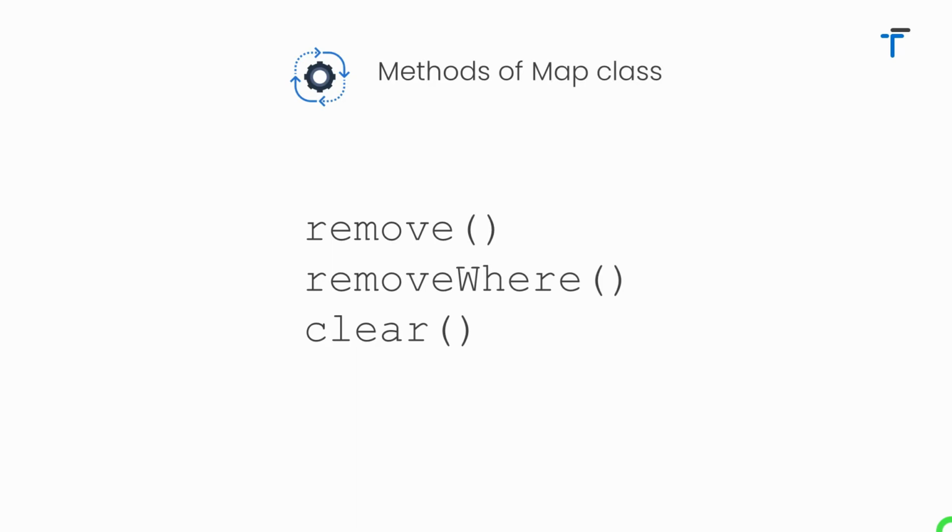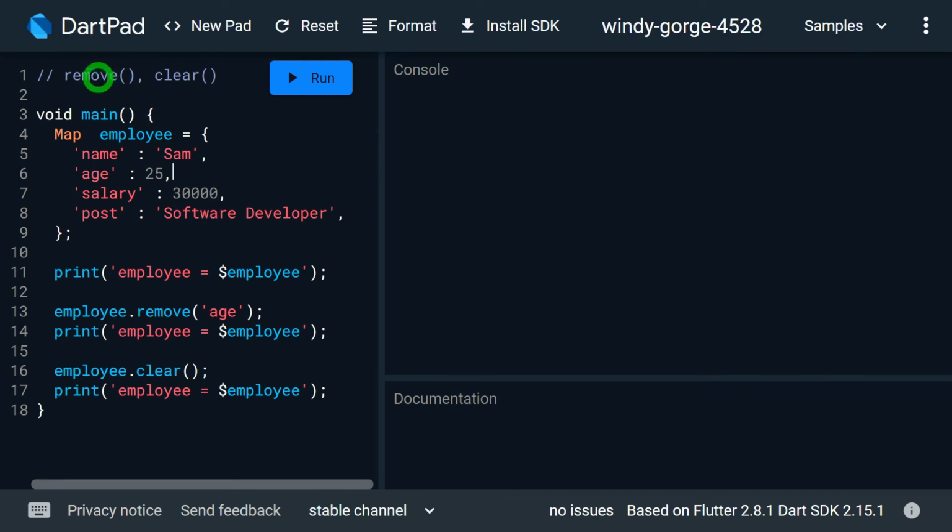Let's look at removeWhere and clear method. Remove method is used to remove specific element from the map, whereas the clear method is used to remove all the elements from the map. Let's look at this example.